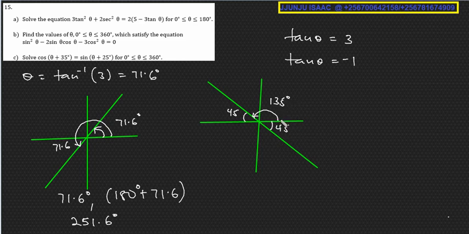Then another angle is to move all the way from this 0, we move up to this line here, so that angle is going to be 360 minus 45, which is 315 degrees.